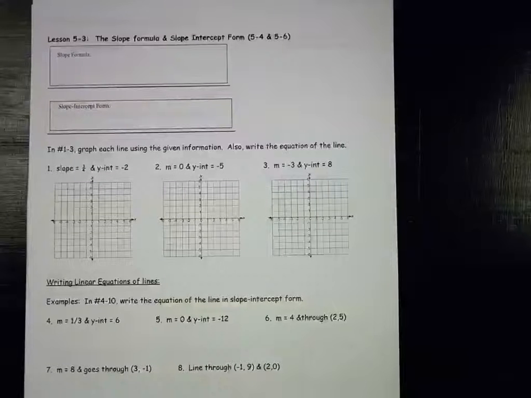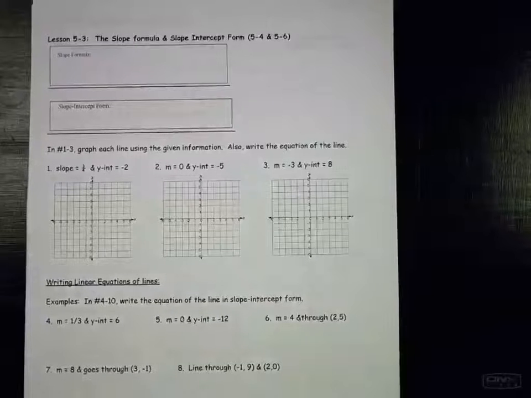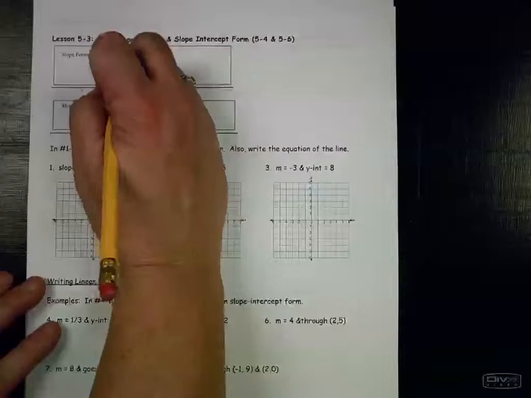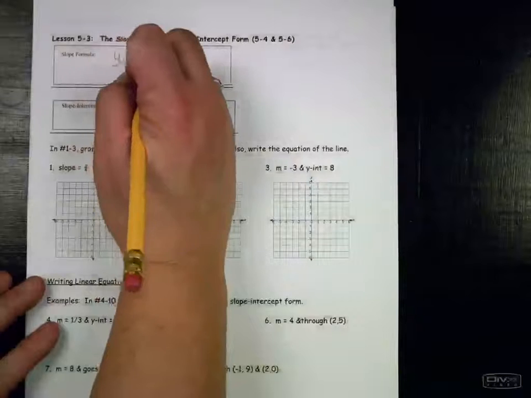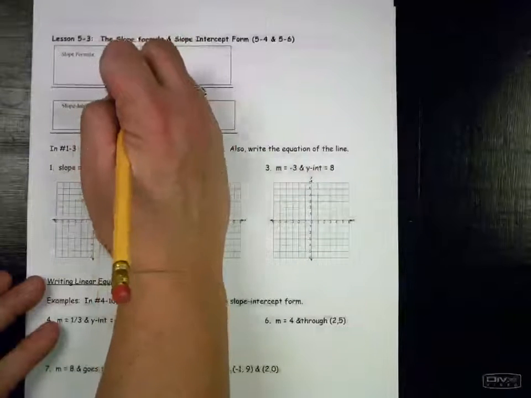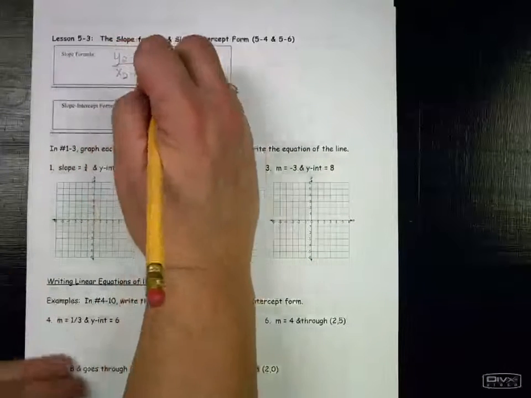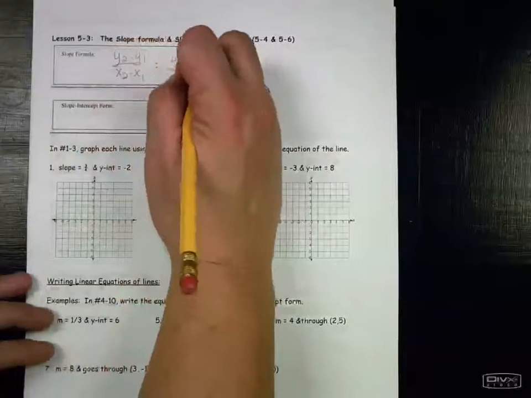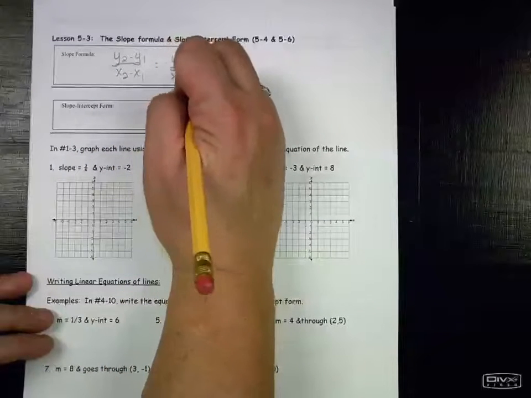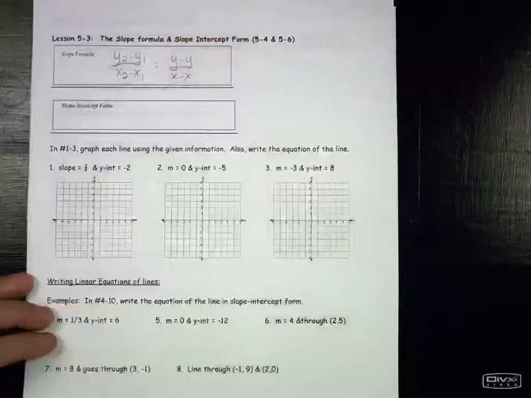Chapter 5, Section 3 is the slope formula and also slope-intercept form. Just a reminder, your slope formula, you can either have y2 minus y1 over x2 minus x1. And sometimes I write that as y minus y over x minus x.